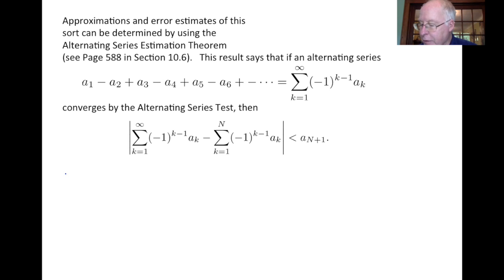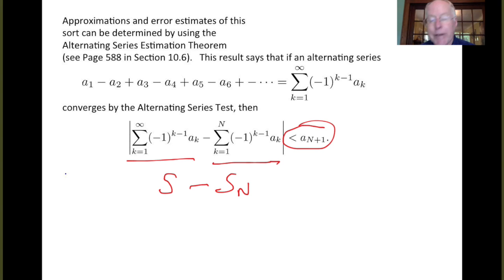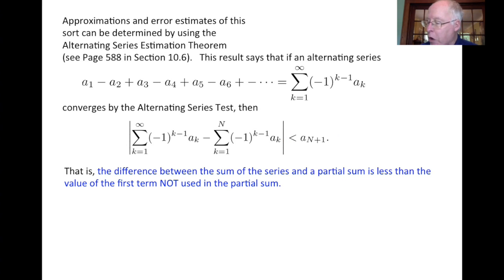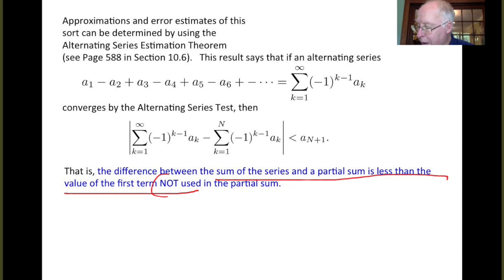If I take a look at the sum of the series minus a partial sum, so here is the S minus Sn from before, that difference will be less than a sub n plus 1. In other words, this is the first term not used in the partial sum. So the difference between, again, the sum of the series and a partial sum is less than the value of that first term not used in the partial sum. So the partial sum goes out to n, so the last term we use here is the a sub n term. The first not used term is a sub n plus 1.